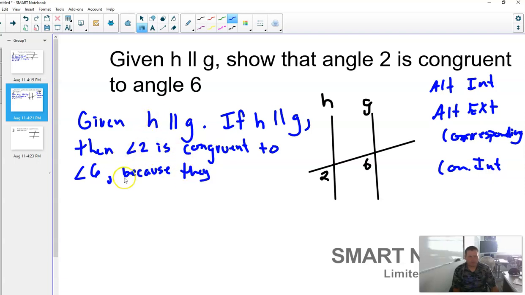Well, let me back up. I'm going to put this up here as well, because this is actually pretty important. So let's go back here. I apologize for this. I'm going to say if H and G are parallel, okay, and then I'm going to add on to this, and I'm going to go right up here. So, and angle 2 and angle 6 are corresponding angles.